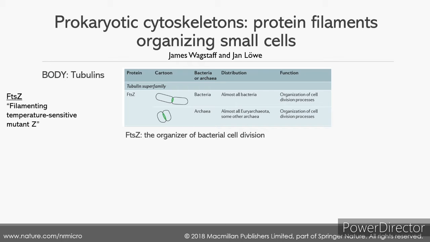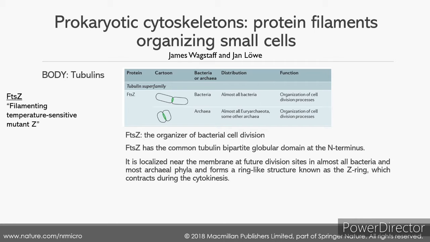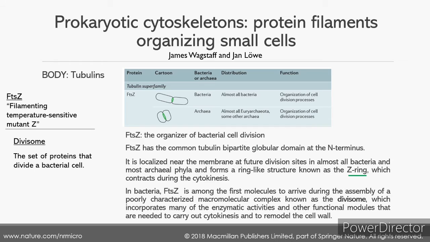The cell division protein FtsZ was the first component of a prokaryotic cytoskeleton to be identified. FtsZ has the common tubulin bipartite globular domain at the N-terminus. It is localized near the membrane at future division sites in almost all bacteria and most archaeal phyla and forms a ring-like structure known as the Z ring, which contracts during cytokinesis.